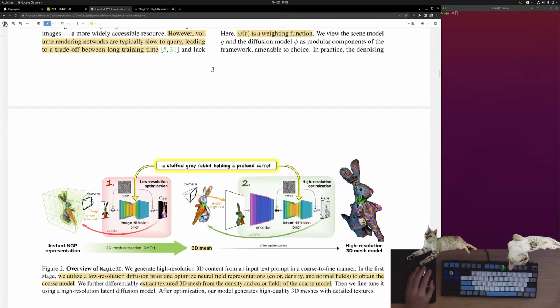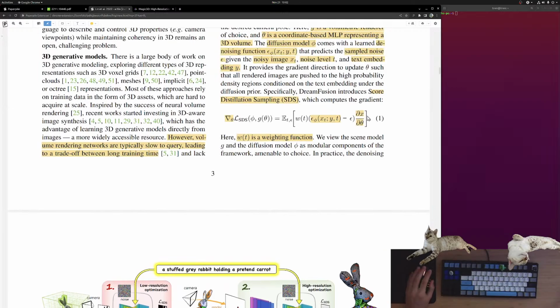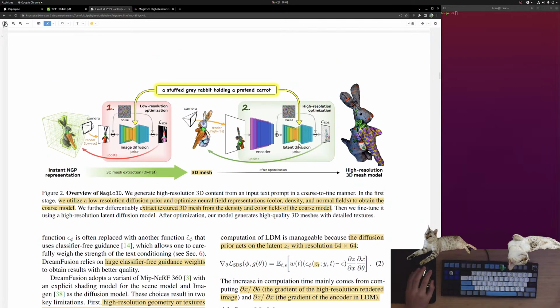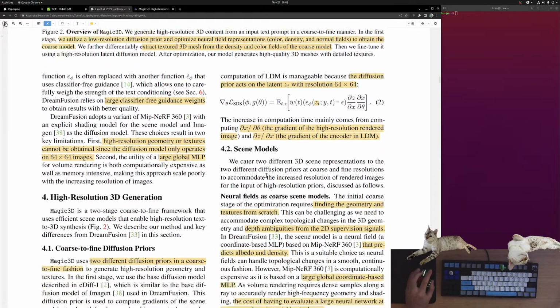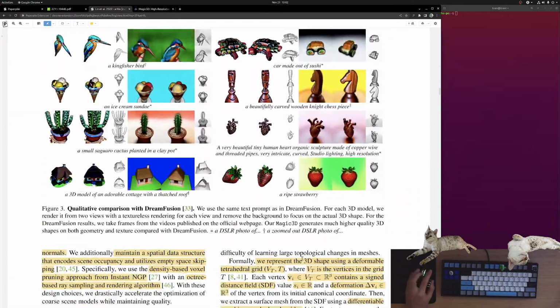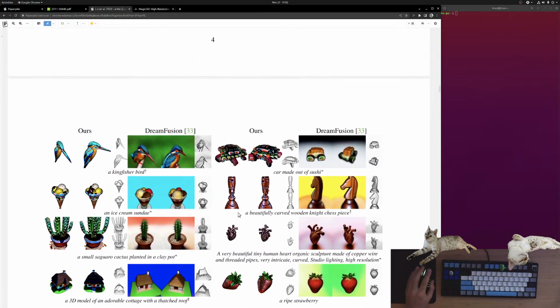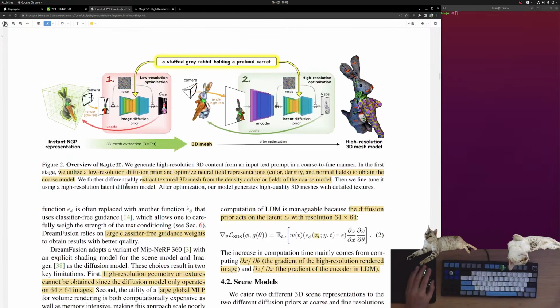And now the loss SDS, which is the first loss, but now you have the second loss here, is going from the latent space rather than from the image space. And now this is probably where they have this part here, the deformable tetrahedral grid, and that's how they get to this final high-resolution 3D model.